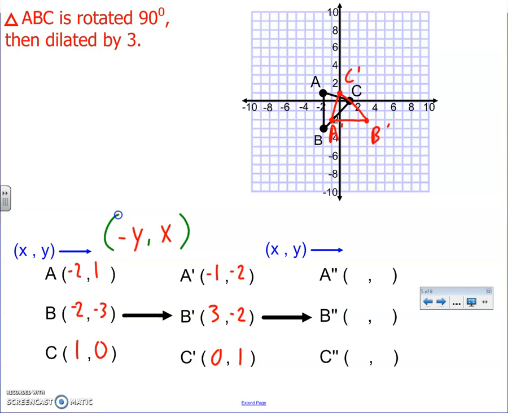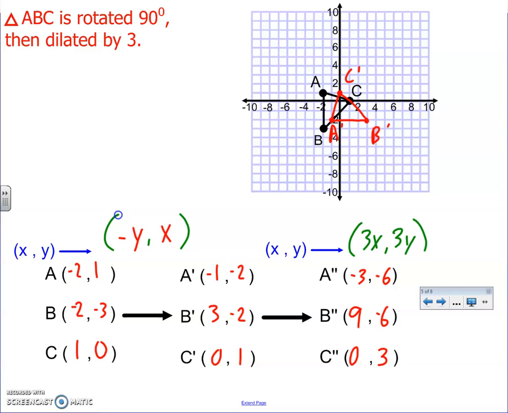All right, next we're going to dilate by 3. Dilate just means multiply. So I'm just going to triple this X and triple the Y. So if I know A prime is at -1, -2, I multiply both those numbers by 3 to get -3, -6. 3, -2 multiplied by 3 makes 9, -6. Then 0, 1 times 3 is 0, 3.